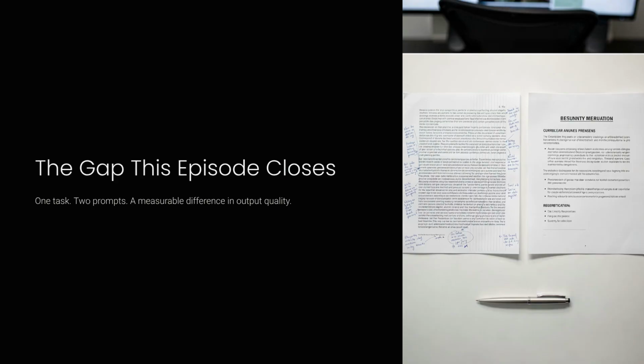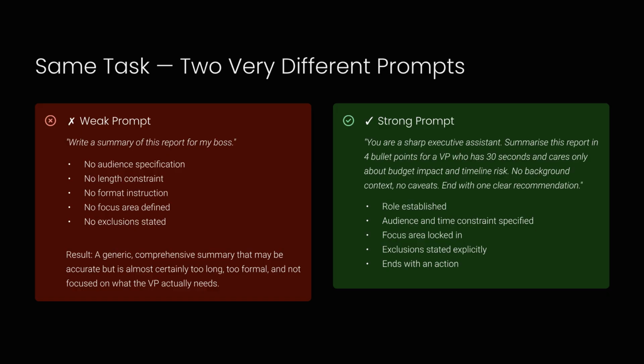This episode closes the gap between generic output and precision-engineered results. It shows how one task, when approached with these techniques, can yield vastly different outcomes. Compare a weak prompt to a strong one for the same task. The weak one is a generic request. The strong one specifies roles, audience, constraints, and exclusions. The difference is measurable, predictable, and intentional.